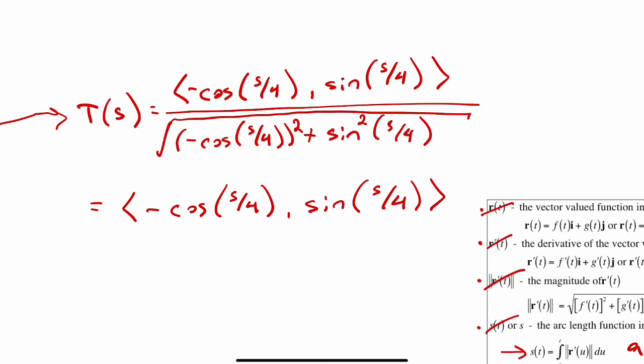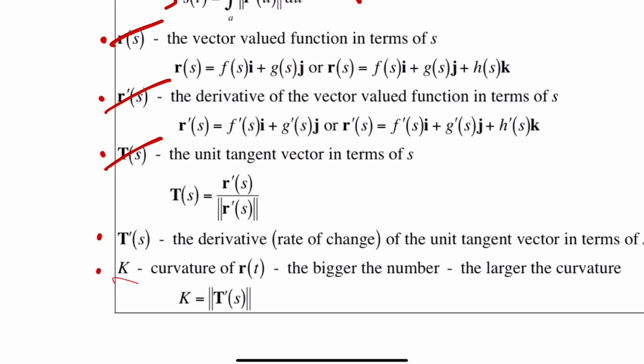Right now you might be asking yourself, is that denominator always going to be equal to 1? And the answer is yes. As far as I know, that denominator is always going to be equal to 1. There could be a situation where it's not equal to 1, but I haven't seen a problem like that yet. So we're done finding t of s.